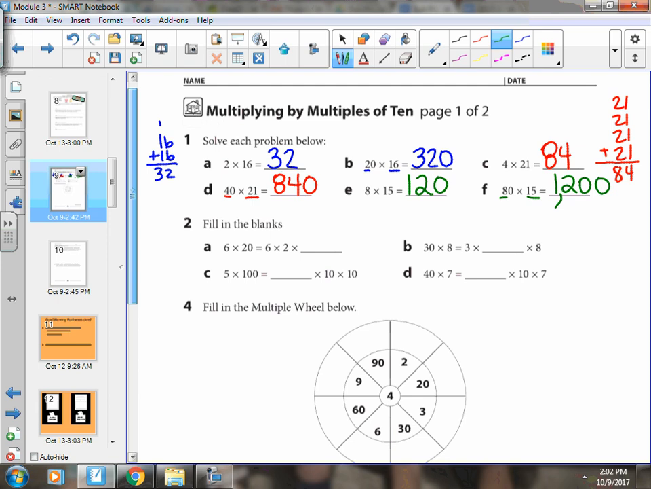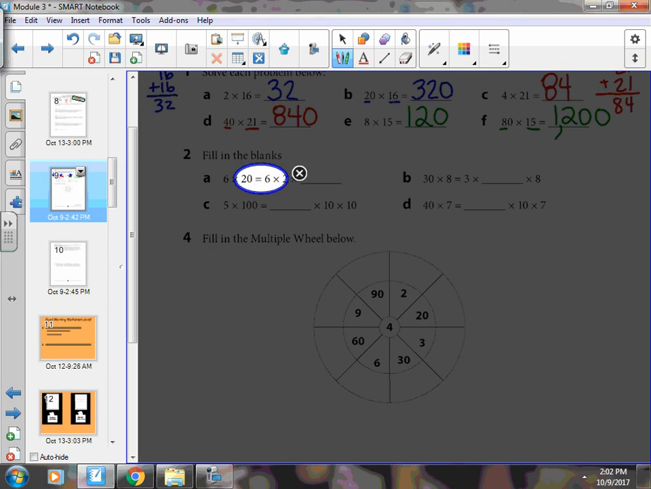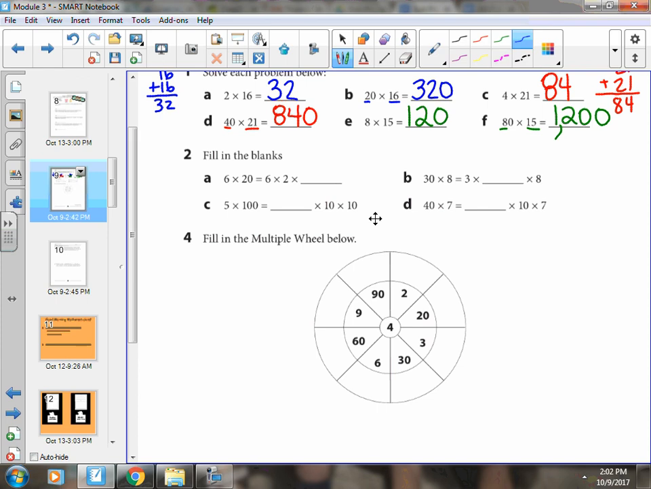Okay, this shows that the left-hand side of the equation must be the same as the right-hand side of the equation. So I see on the left a 6 and a 20. And on the right, I see a 6 and a 2. 6 on the left, 6 on the right. Because I see a 2 and a 20, I know I need another 10. Because if you multiply 2 times 10, isn't that the same thing as 20?